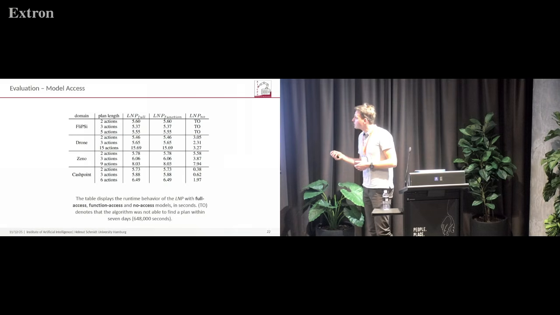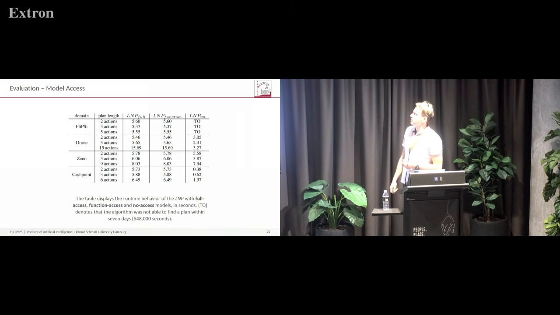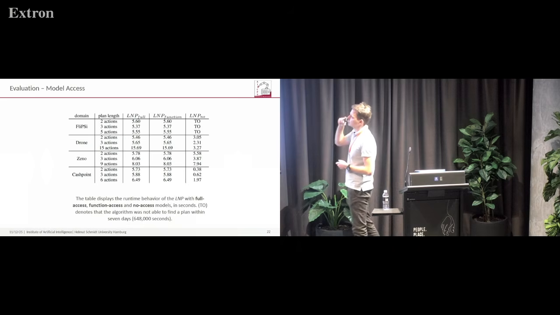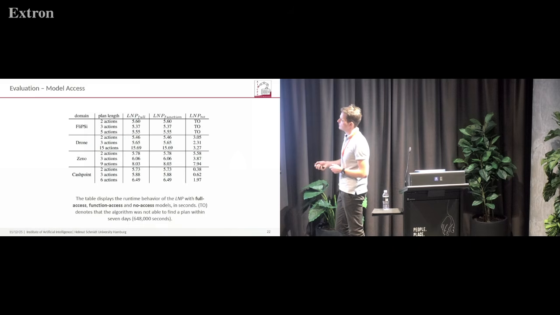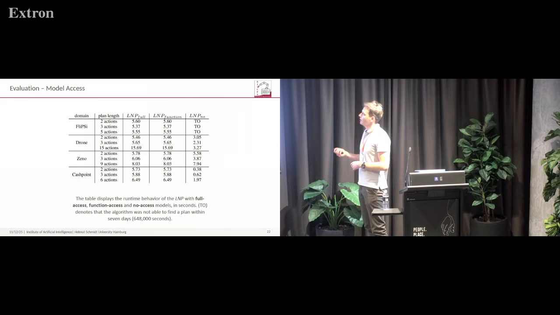For the beam search in the no access model, it's interesting that for all domains except the FLIPSI domain, the beam search was faster than the backpropagation approach. This is due to the fact that the bounds of the control parameters in these domains were between 0 and 100, so quite small. In the FLIPC domain, the bounds for the control parameters were between 0 and 1 million. So we went into timeout there, obviously.